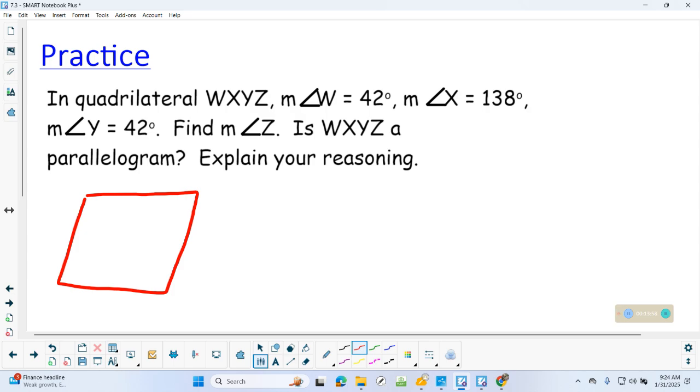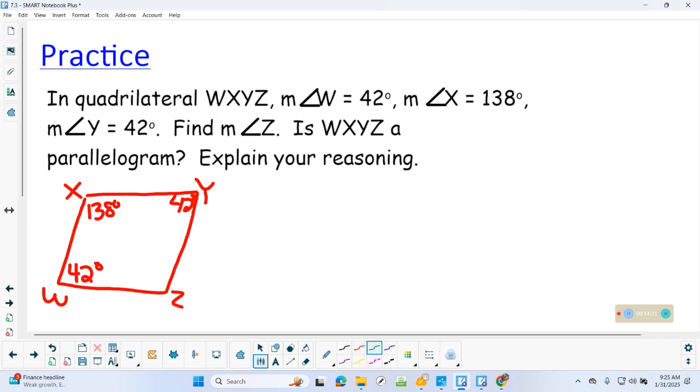Now, label it. You can start labeling on any vertex that you want. You can start W here, whatever. I'm going to start it here, and I'm just going to go around: X, Y, Z. Okay, I'm going to start filling in the stuff. W is 42. Angle X, 138. And angle Y, 42. Find the measure of Z. Is it a parallelogram? Okay, so let's do it.